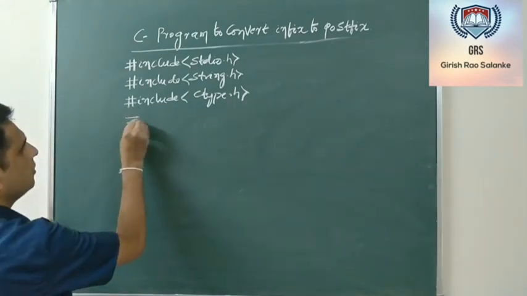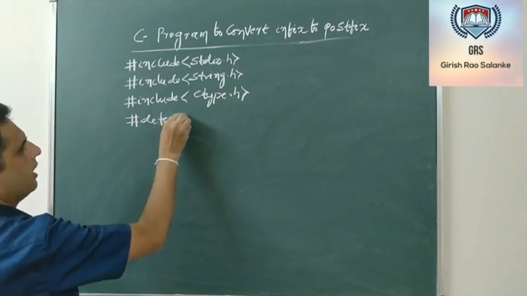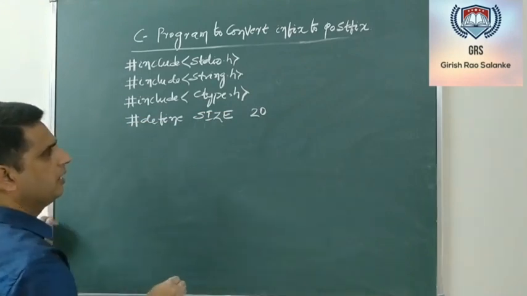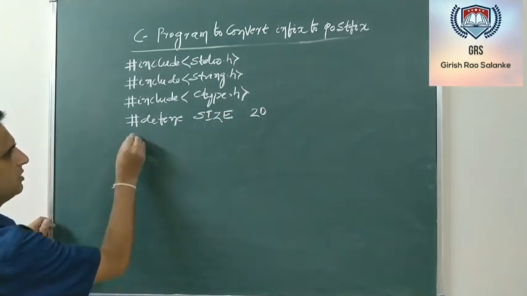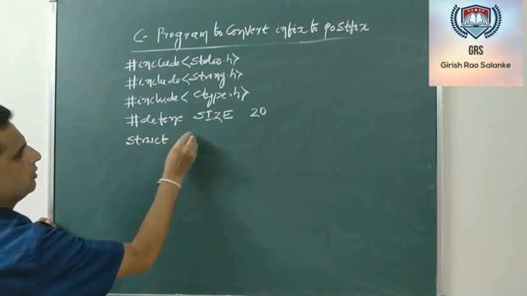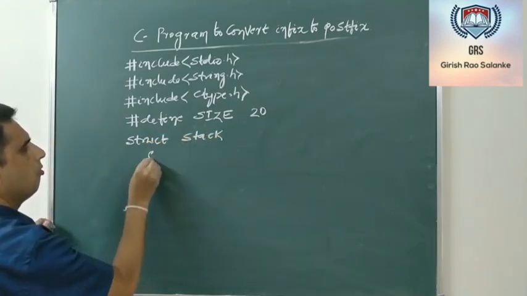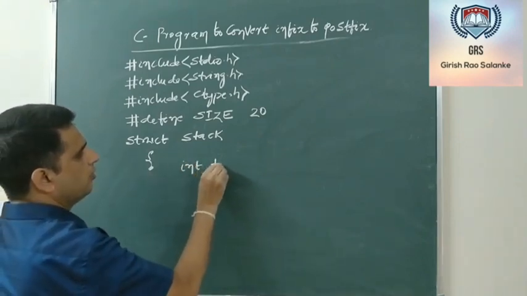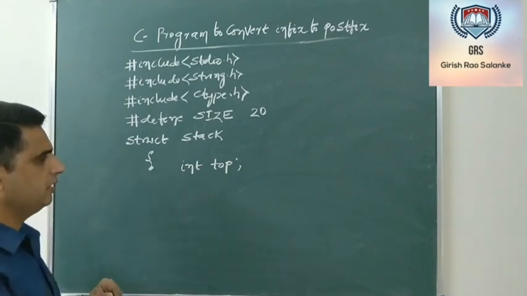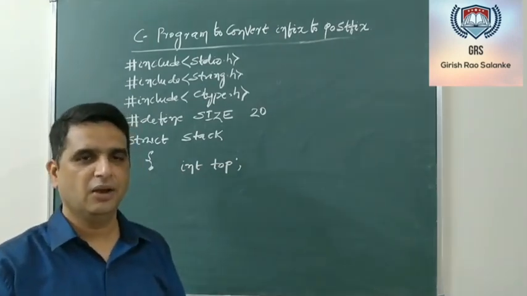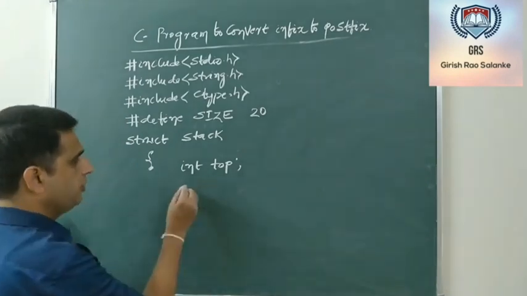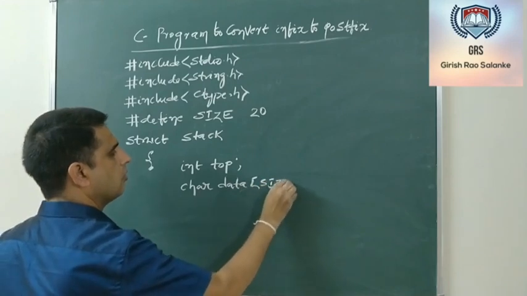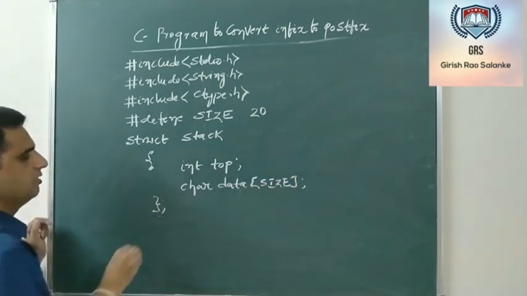Now write a macro for your stack size, defined SIZE with the value of 20. Now write the structure to represent your stack. Struct stack. Within this, two members: first member top and the second member the array which represents your stack. As your stack is holding characters, this should be a character array. char data[SIZE]. End your structure definition with a semicolon.